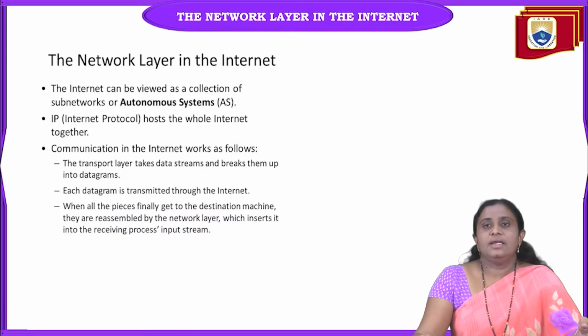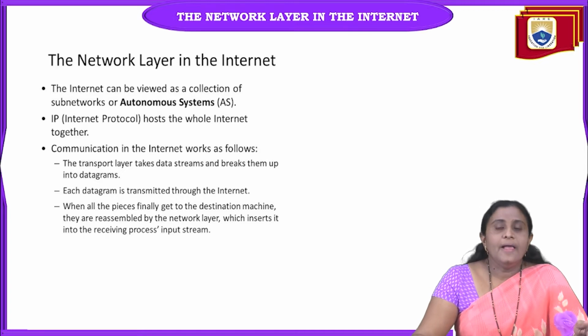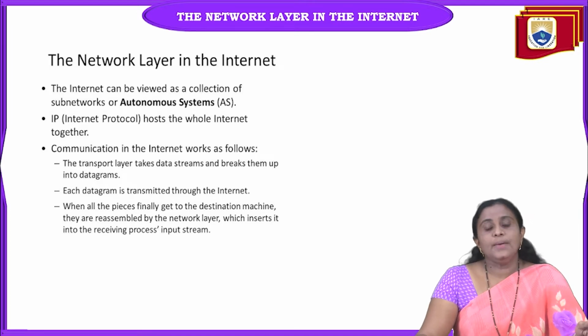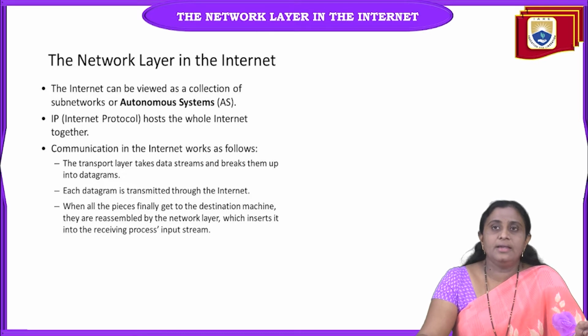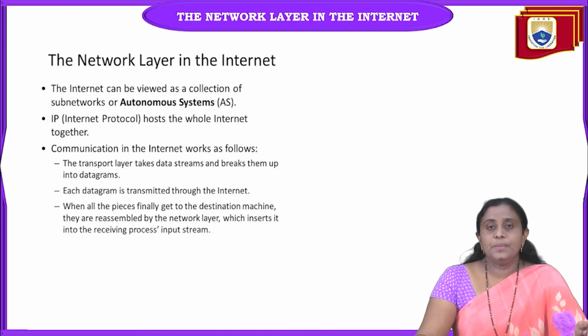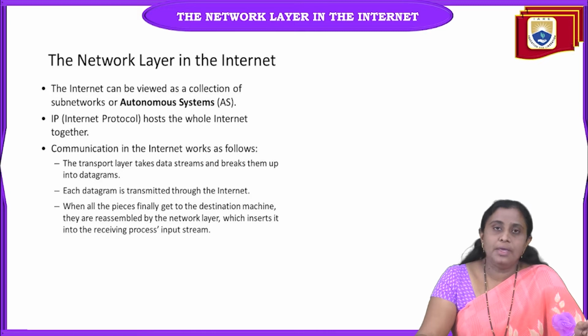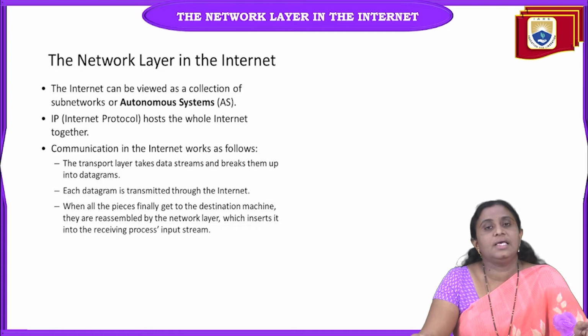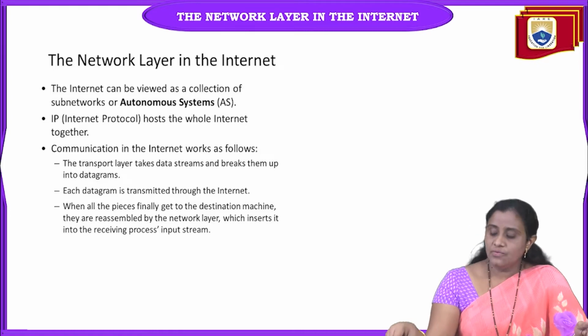Coming to this, the network layer in the internet can be viewed as a collection of subnetworks, or autonomous systems, or independent systems. Second point, if you want to define the network layer in the internet, the internet protocols play a vital role in the network layer. They are divided into two types, IPv4 and IPv6. The internet protocol holds the whole internet together, and communication in the internet works as follows.